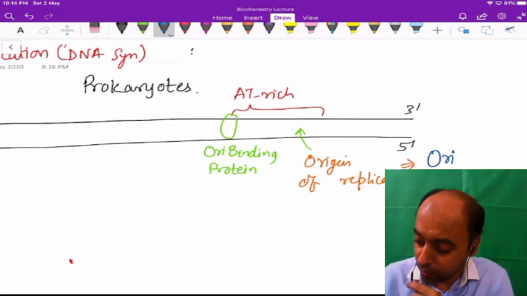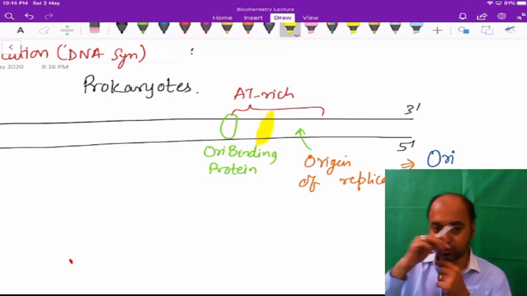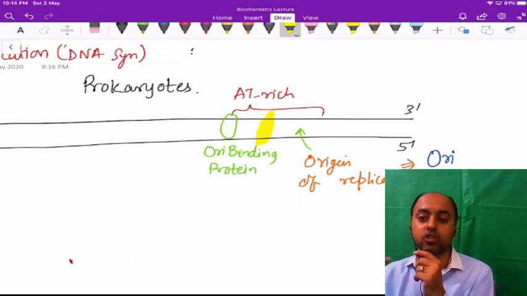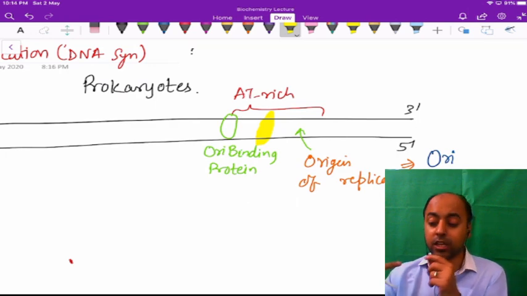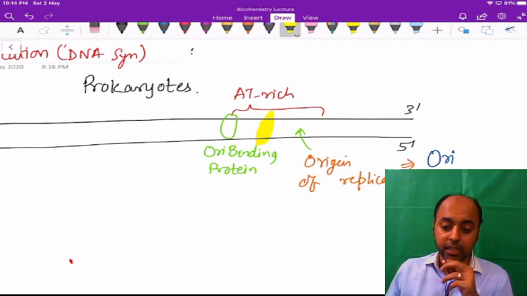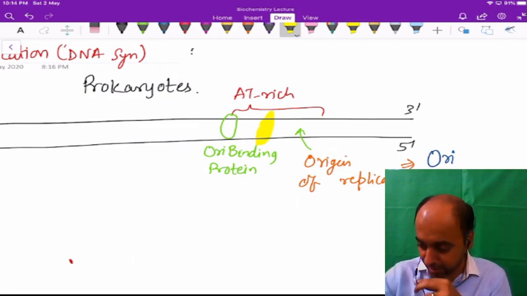ORI always includes both the strands. ORI does not mean just one strand, it includes both the strands. So one ORI is two strands of DNA. Two strands do not make up two ORI. When I say one ORI, it includes the two strands of the DNA.